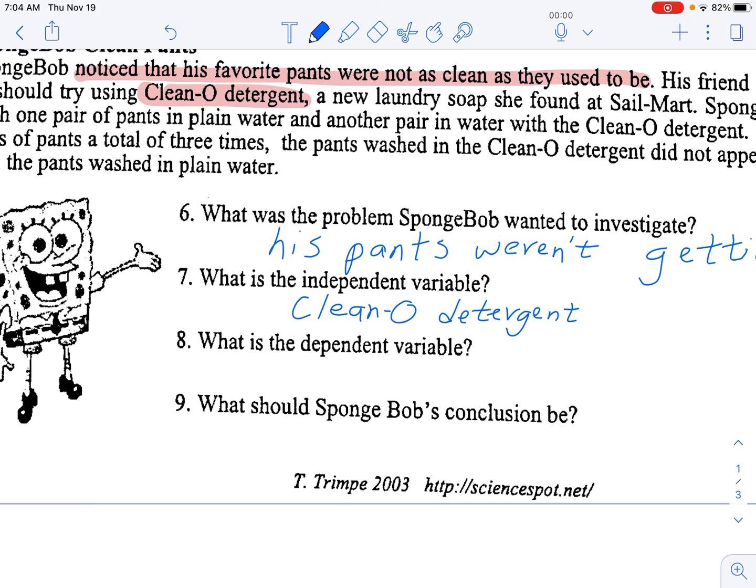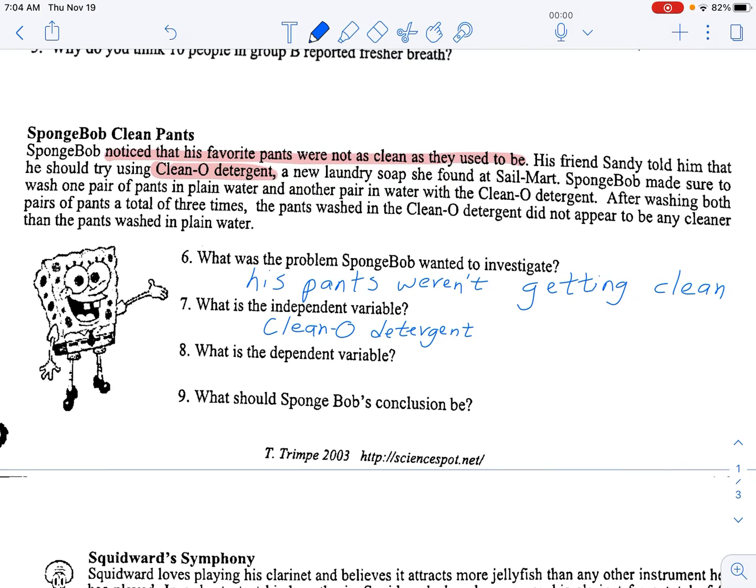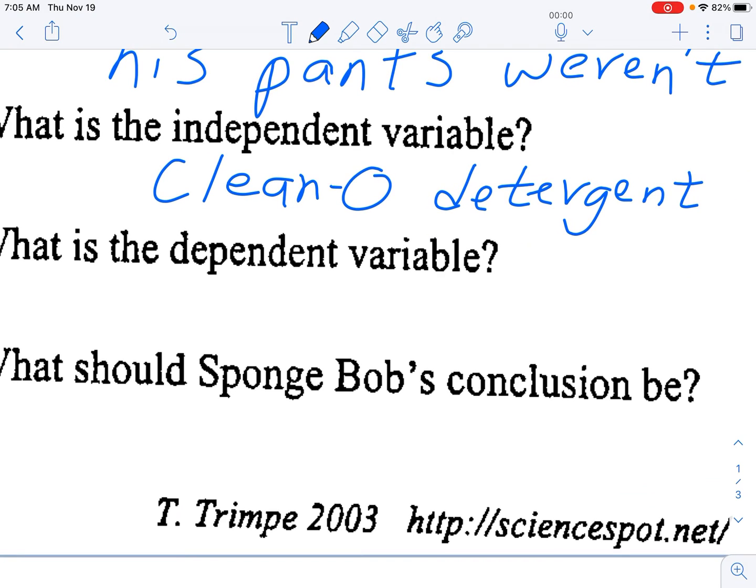Next, it asks, what is the dependent variable? So what is he going to look at or measure to see if it works? What's he going to be looking at in his experiment? He's going to be looking at how clean his pants got. So that's going to be your dependent variable.